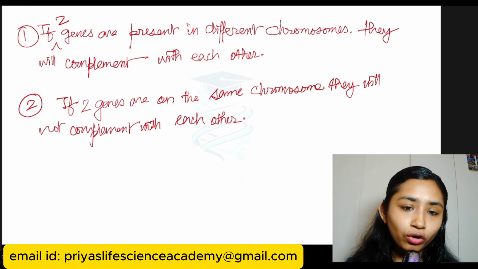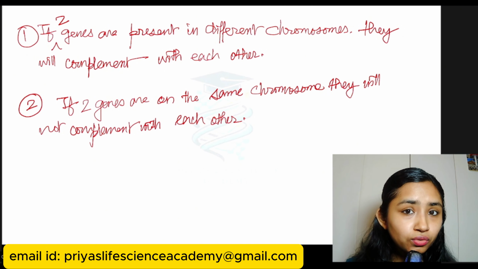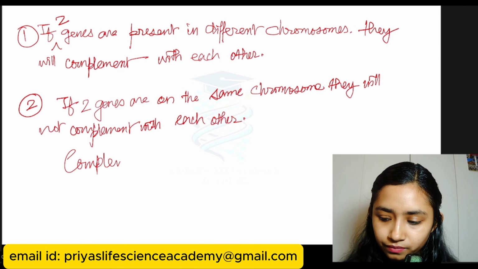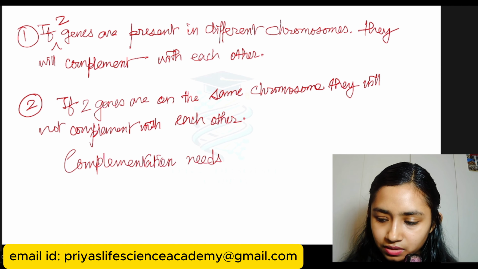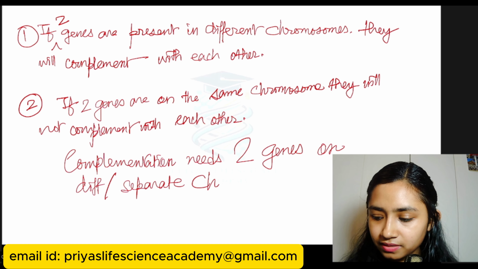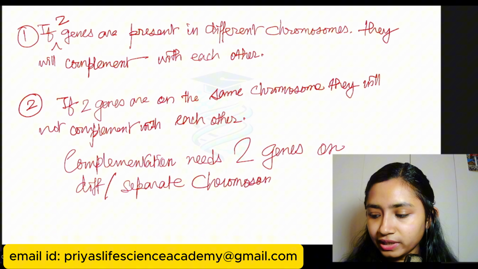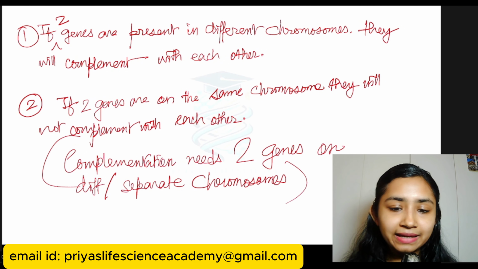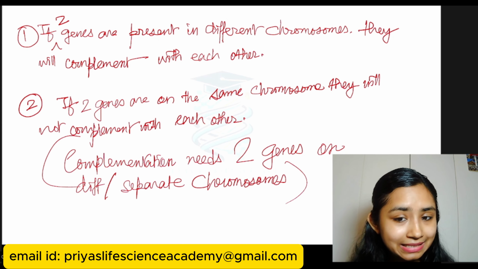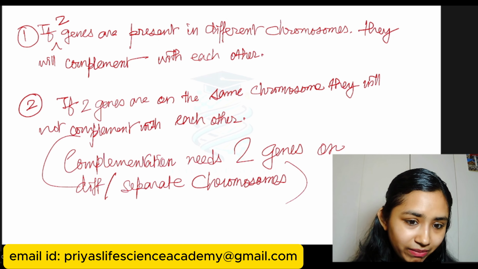So in order to complement, you need two genes on separate chromosomes. So complementation needs two genes on different or separate chromosomes. Then only the genes can complement and they can give us the wild type characteristics. But if two genes are on the same chromosome, they will not complement with each other.